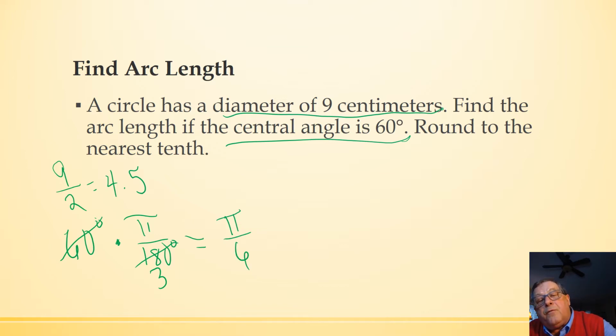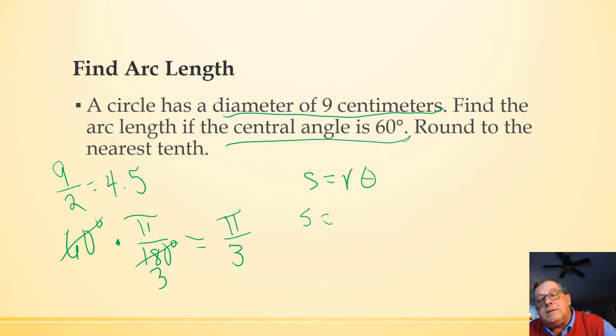Remember now, we've got a little formula. The arc length, represented by this s, is equal to the radius times theta in radians. Why did I put pi over 6 over here? I have no idea. It's pi over 3. All right, so let's just substitute in. We're going to find the arc length.